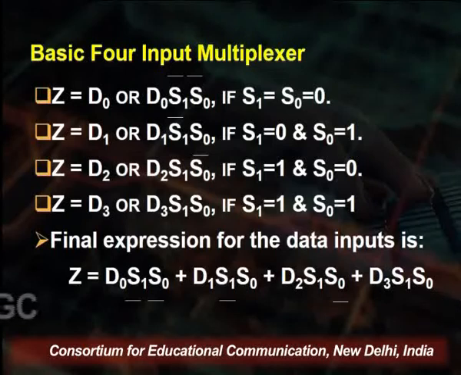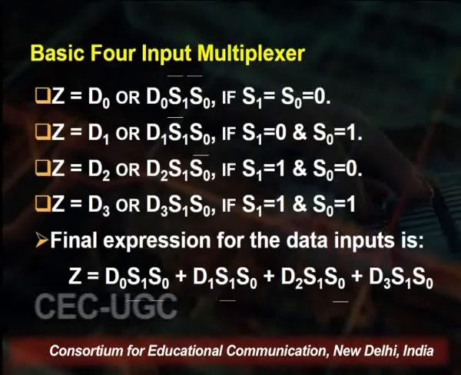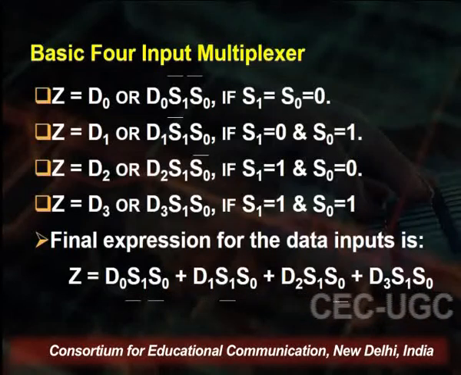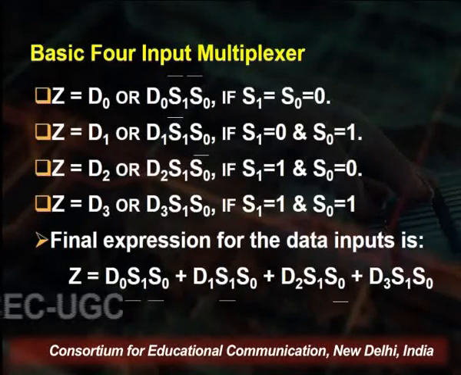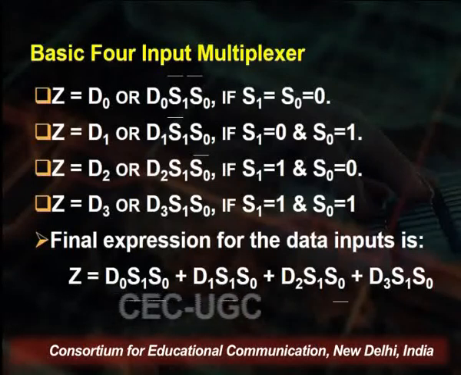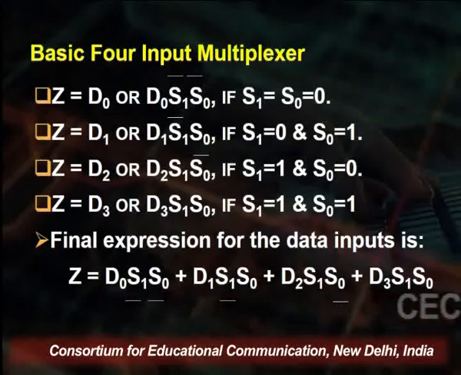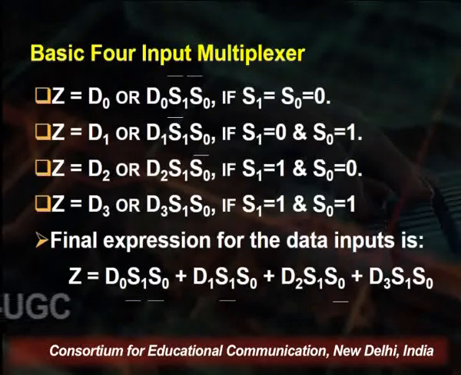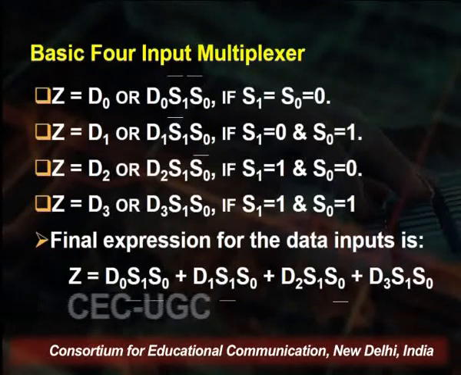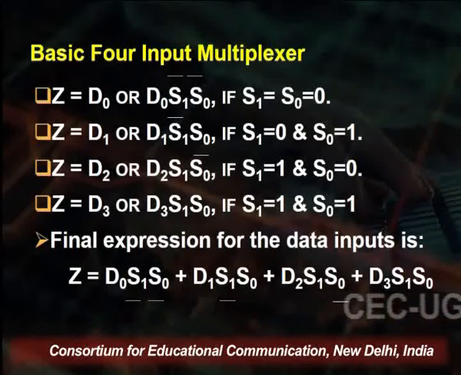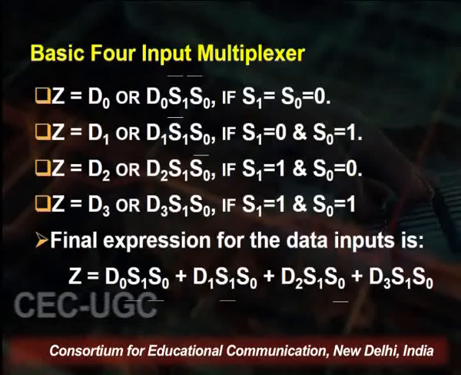Suppose we have S1 equal to 0 and S0 equal to 0, then Z is equal to D0 dot 1 dot 1, so D0 survives, and all the others, D1 dot 0 plus D2 dot 0 plus D3 dot 0, they all become zeros. So we have D0 plus 0 plus 0 plus 0. Therefore, Z is equal to D0.